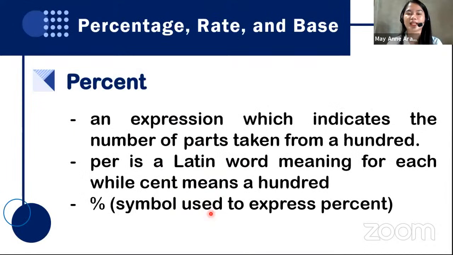Let's have the percent. An expression which indicates the number of parts taken from 100. So how many 100s are there in a given number. Per is a Latin word meaning for each, while cent means 100. And we use the symbol % to express percent.